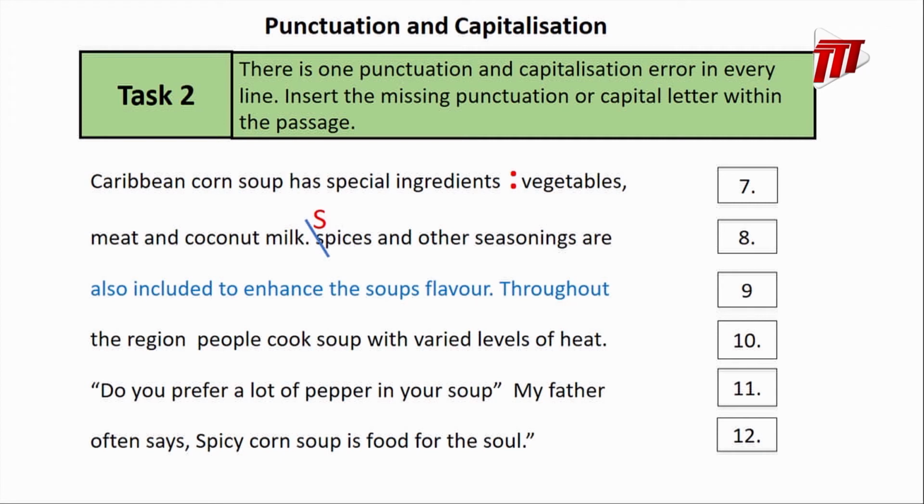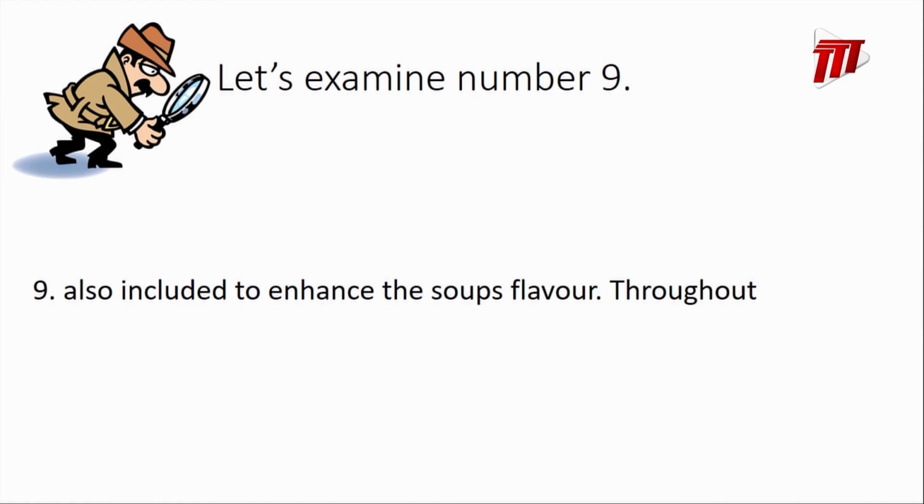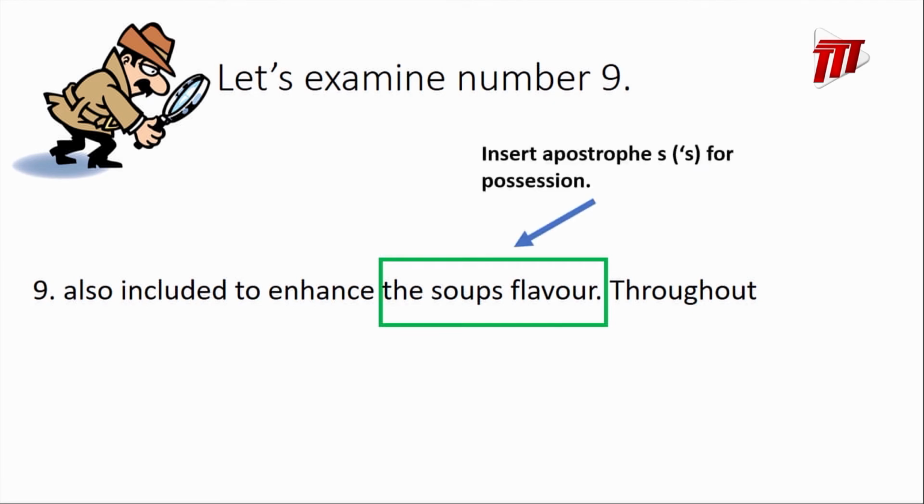Let's continue. Also included to enhance the soup's flavor throughout the region. Also included to enhance the soup's flavor throughout. Look at it carefully. See what you think is missing. Look at the sentence. Also included to enhance the flavor of the soup. What's missing? Yes. We have to show ownership by putting in an apostrophe. Yeah? So it shows possession there.